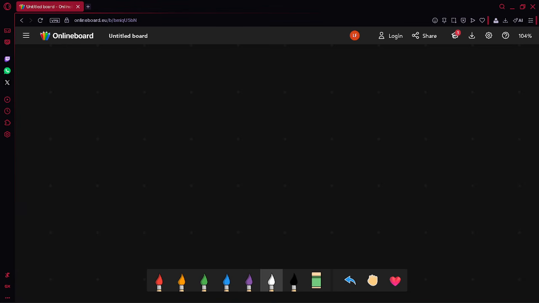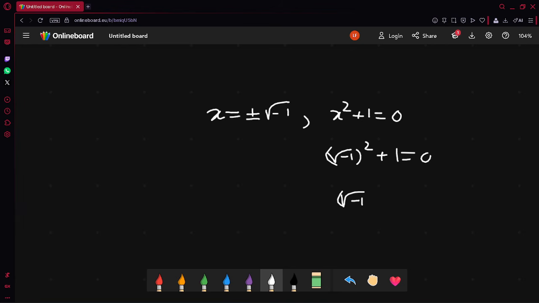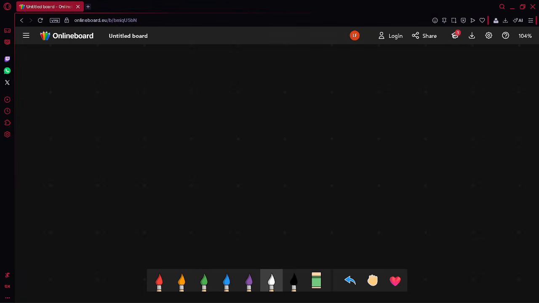And another way to prove this wrong is, we got x equals plus or minus the square root of negative 1 from this equation. So by algebra, the square root of negative 1 squared plus 1 has to be equal to 0, which means the square root of negative 1 squared has to be equal to negative 1. Now, we're going to be learning about more powers of i. We know that i equals the square root of negative 1. And we know i squared equals negative 1.